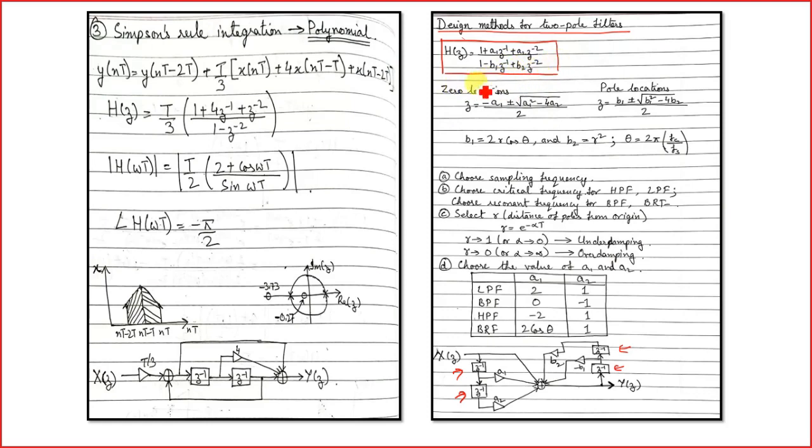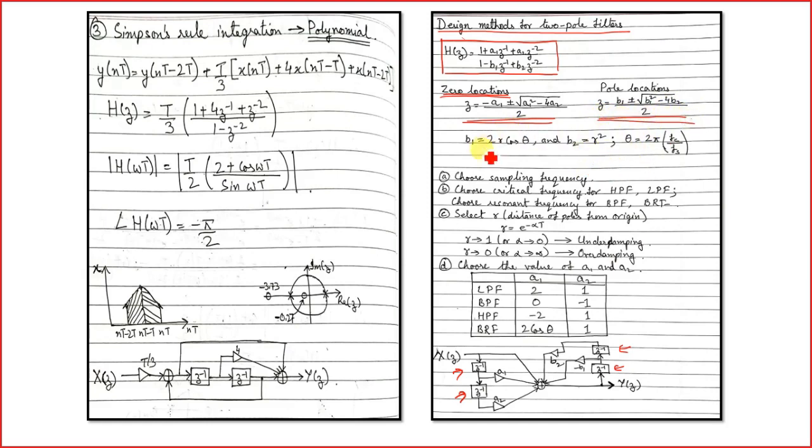Now, in this case, our zero locations are present at z equal to (-a1 ± square root of (a1 squared - 4 a2)) divided by 2. And for pole locations, we have z equal to (b1 ± square root of (b1 squared + 4 b2)) divided by 2.